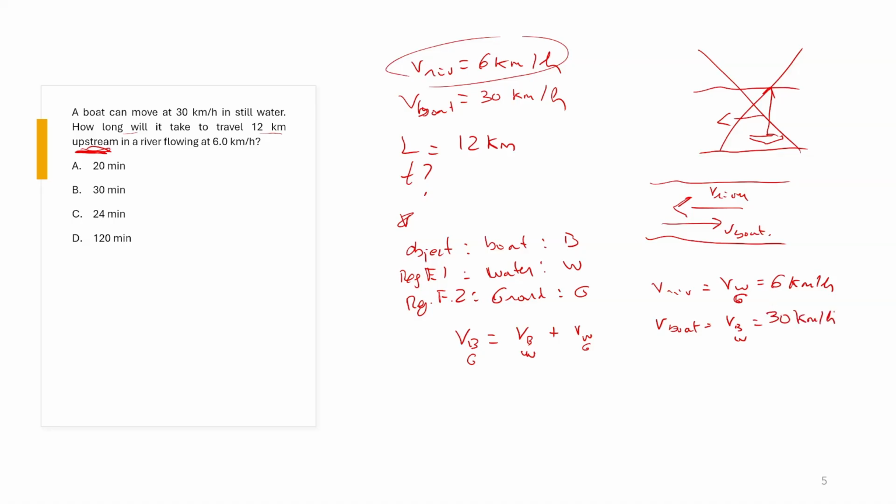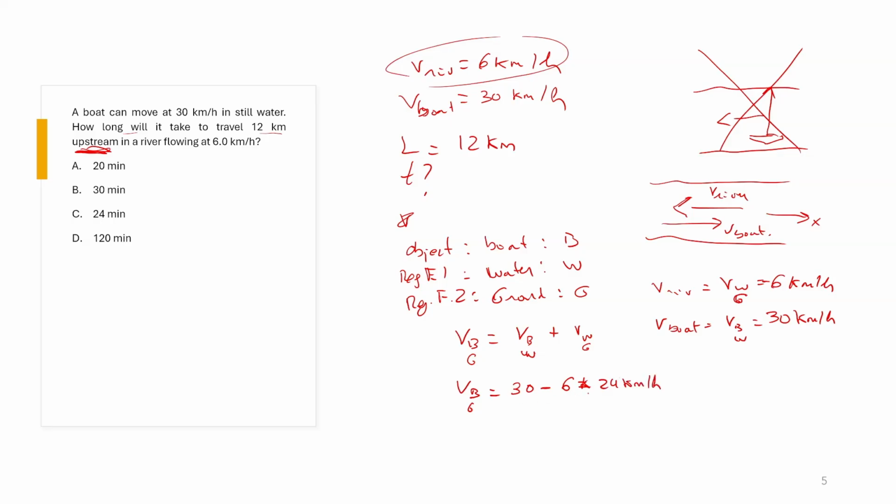And so it becomes trivial, just realize one thing. Upstream means that we're moving against the stream. If we define the positive direction as going against the stream, and this is up to you, that will be negative. Otherwise, it's going to be positive. But in any case, the signs are different because I'm going upstream. So the velocity of the boat with respect to the ground is going to be the velocity of the boat with respect to the water, which is 30 kilometers per hour, minus the 6 kilometers per hour of the river. That's going to give me 24 kilometers per hour.